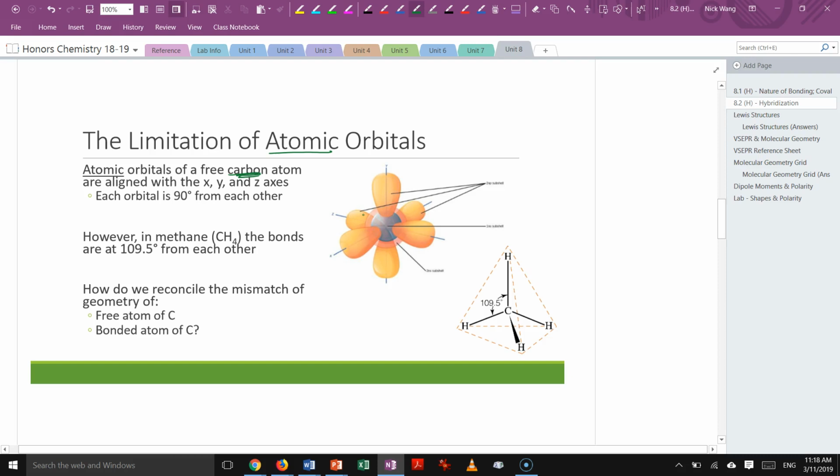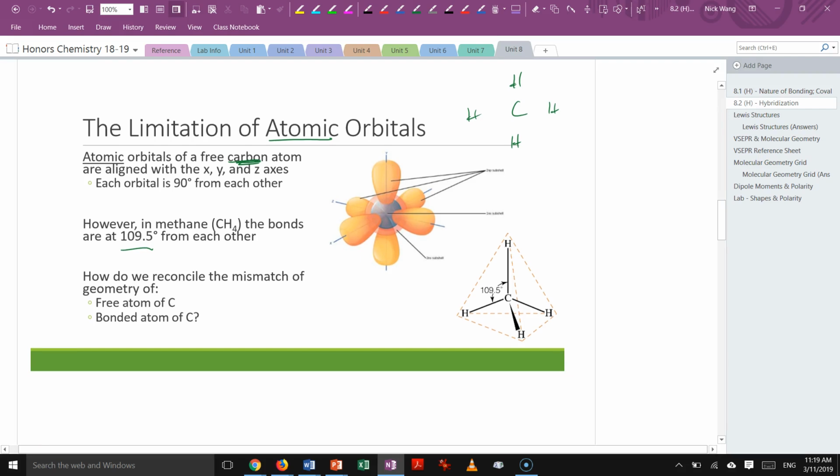But if you have a carbon atom that engages in bonding to make CH4, so you have C and four H's, you actually don't have this 90-degree arrangement anymore. While we draw it out like this and might visualize orbitals along the x, y, and z axes, when those atoms engage in bonding you don't see 90-degree angles from each other. They're actually 109.5 degrees from each other. So what's going on here? How do we reconcile this mismatch?